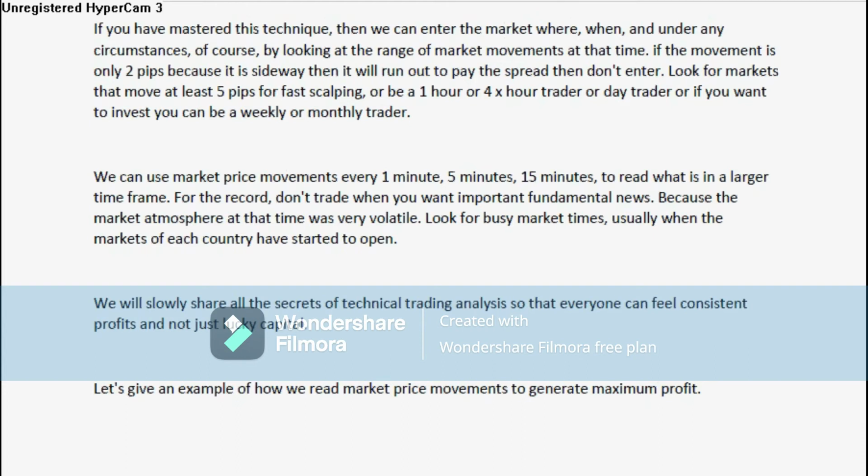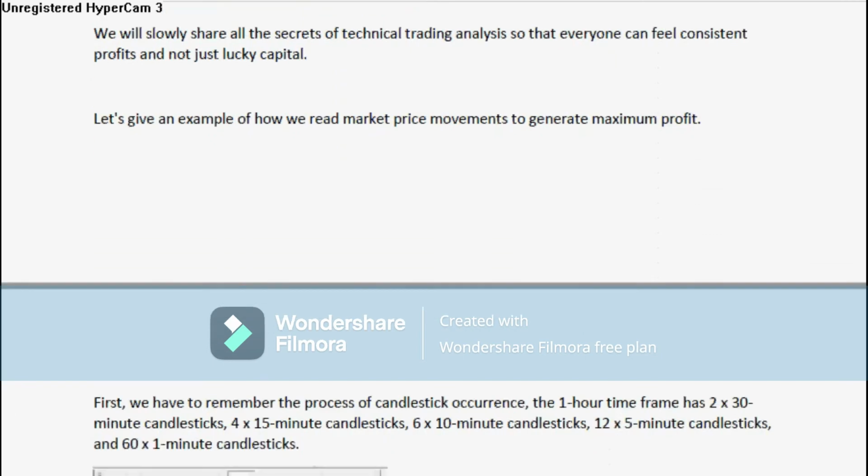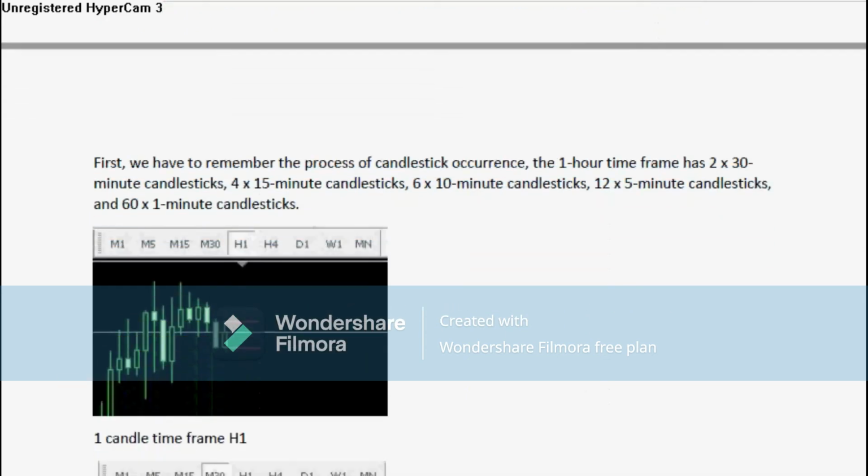We can use market price movements every 1 minute, 5 minutes, 15 minutes, to read what is in a larger time frame. For the record, don't trade when there is important fundamental news, because the market atmosphere at that time is very volatile. Look for busy market times, usually when the markets of each country have started to open. We will slowly share all the secrets of technical trading analysis so that everyone can feel consistent profits and not just lucky capital. Let's give an example of how we read market price movements to generate maximum profit.